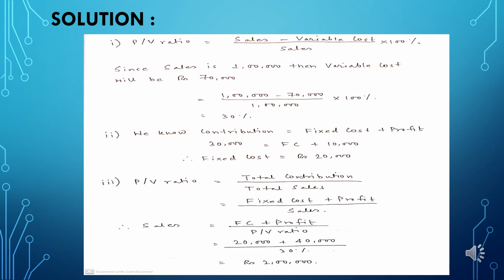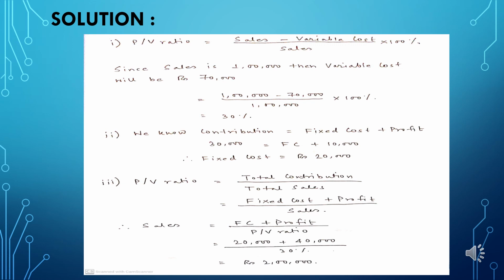Now, to find out the fixed cost, we need to just change certain formulas, where we know that contribution is fixed cost plus profit. The contribution figure comes to 30,000, where sales minus variable cost is 1 lakh minus 70,000. The fixed cost we have to find out, and the given profit is 10,000. From here the fixed cost can be easily calculated at 20,000.